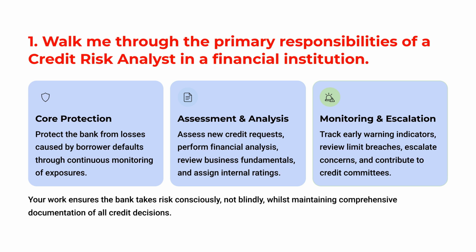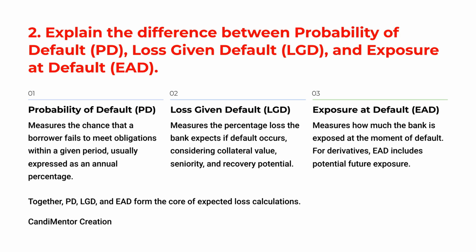Explain the difference between probability of default, PD, loss given default, LGD, and exposure at default, EAD. Probability of default, PD, measures the chance that a borrower fails to meet obligations within a given period. It is usually expressed as an annual percentage. Loss given default, LGD, measures the percentage loss the bank expects if default occurs. It considers collateral value, seniority, and recovery.